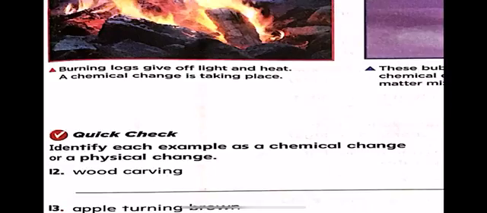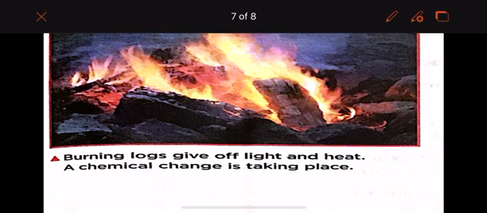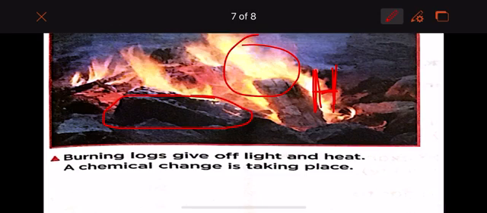Okay, so let's look at this picture together. Here is burning logs. Burning logs give off light here, as you can see, and heat. Light and heat. A chemical change is taking place, because first they were normal logs. We added heat. So what happened? We have burning logs. The burning logs give off light and heat. This is a chemical change.